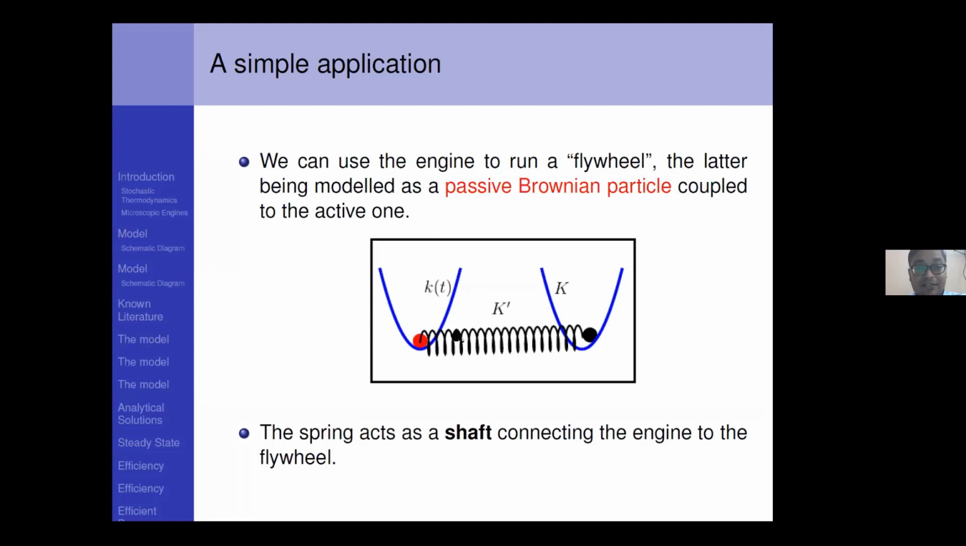This left thing is our active engine, where the red particle is an active particle, and the stiffness parameter is varied cyclically with time. And these two particles are connected by a spring which acts as a shaft between the engine and the flywheel. Only this spring constant is dependent on time, others are fixed. Let us see what this gives.